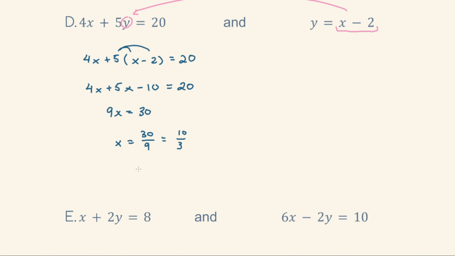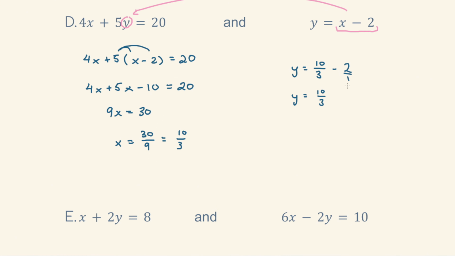All right. Now, if you want to find what y is, you just have to plug this back into either one of these equations. I think we all agree that this right one will work a little nicer. So y is equal to 10 over 3 minus 2, right? And so y is equal to 10 over 3.